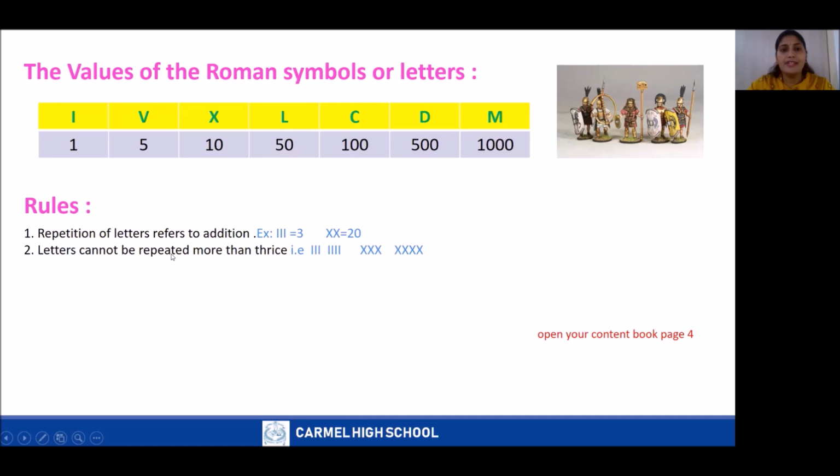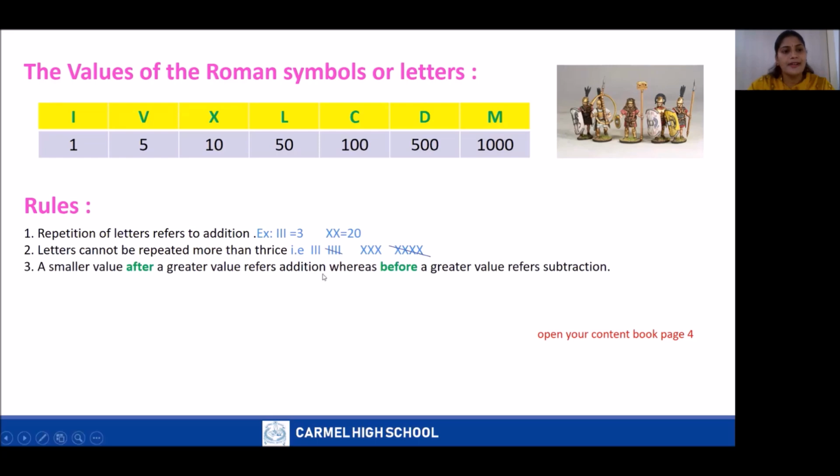Letters cannot be repeated more than thrice. Yes, here I have 3 I's, which is equal to 3. In the next number, I have 4. Can I write like this? No, it is ruled out. We cannot use more than 3 times. Also, I have 3 X's, which is allowed, whereas 4 X's are not allowed. We cannot write more than 3 times. Clear?